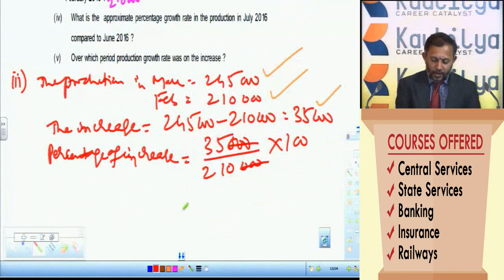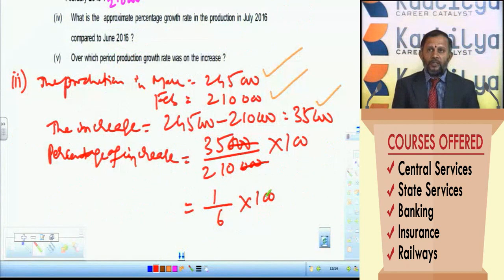In the next step we have to specify 1 by 6 into 100, because 35 into 6 is 210. And in the next step we have to specify 50 by 3, which is equal to 16 2 by 3 percentage. So the percentage of variation in the month of March when compared to the previous month is equal to 16 2 by 3 percentage.